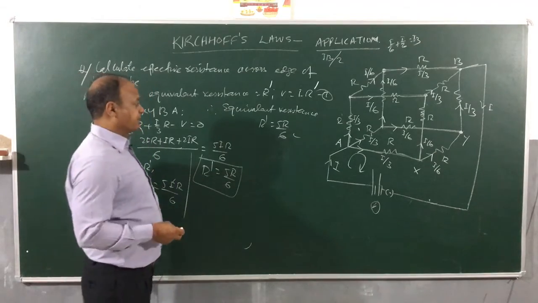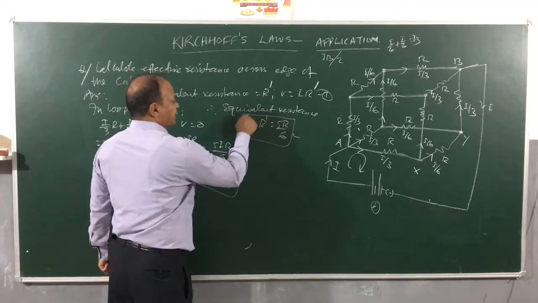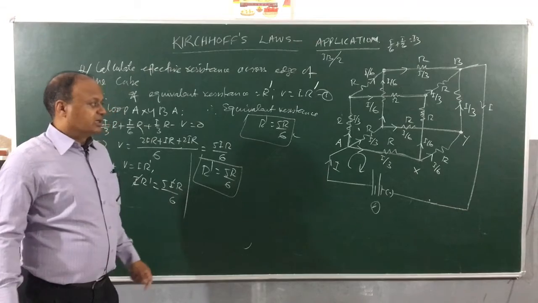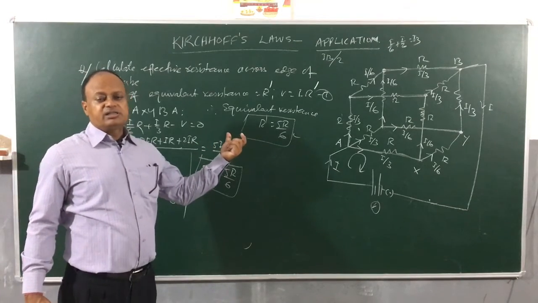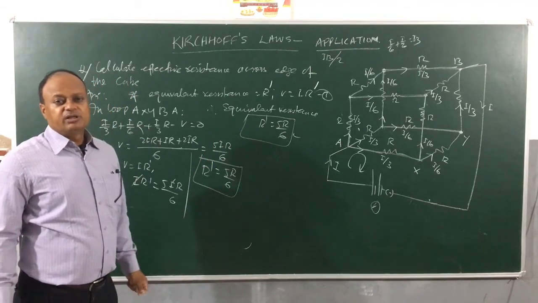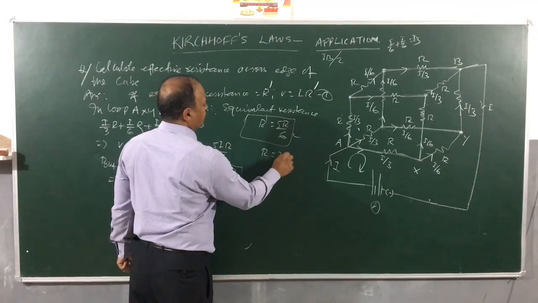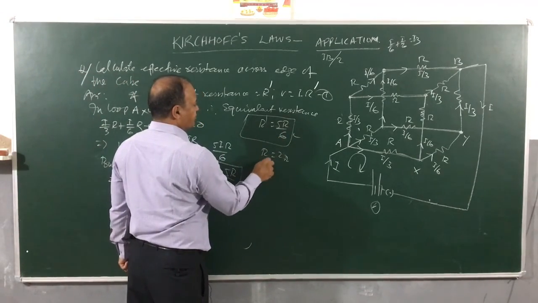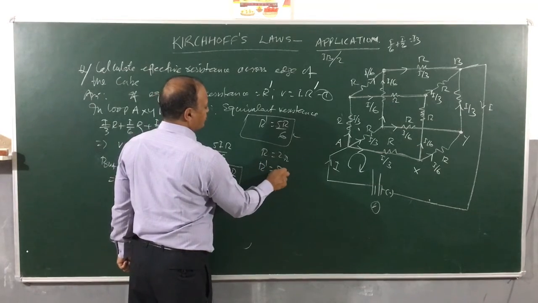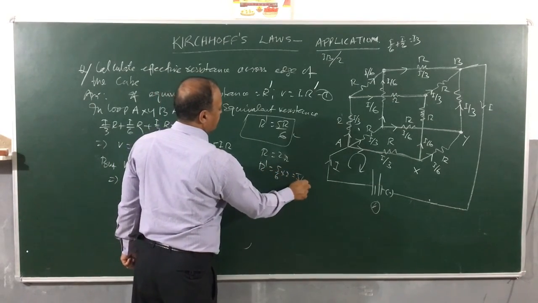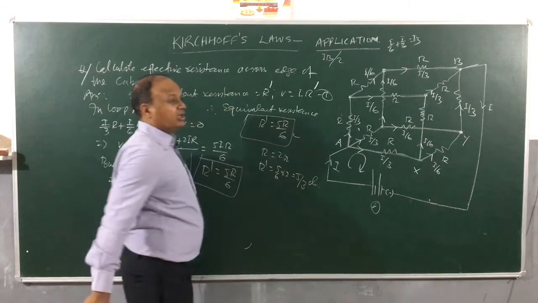For example, they can make a modification here, that each resistance of the cube is, for example, 2 ohm. Then how will you solve? R is equal to 2 ohm. Put it here. Then effective resistance will be 5 by 6 into 2, 5 by 3 ohms. Clear?